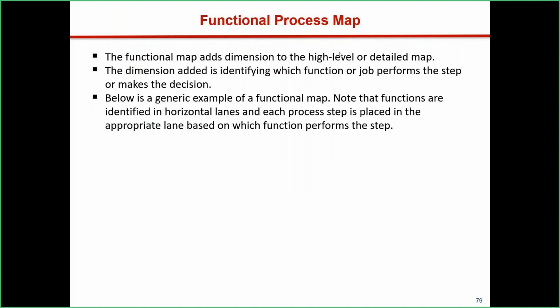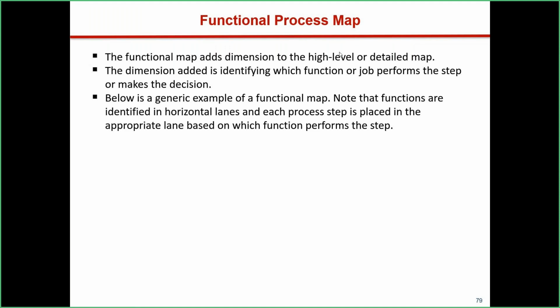Functional process map. Now, the functional map adds dimension to the high level or detailed map. The dimension added is identifying which function or job performs the step or makes a decision. Below is a generic example of a functional map. Note that functions are identified in horizontal lanes and each process step is placed in the appropriate lane based on which function performs the step.